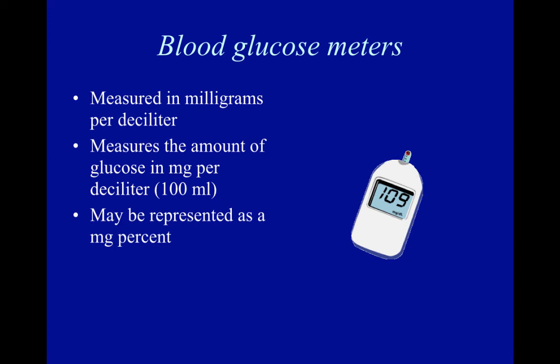They're measured in milligrams per deciliter. It measures the amount of glucose per milligram per deciliter, but may also be represented as a percentage. One of the things you need to make sure of, and I would assume your services making these purchases of glucometers, is that they're calibrated for multi-use on patients, right?